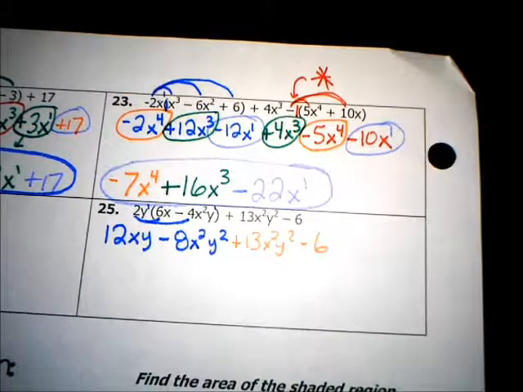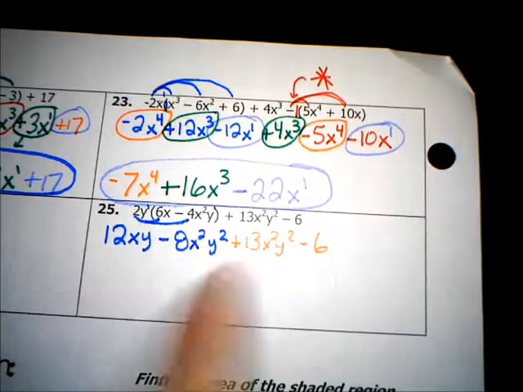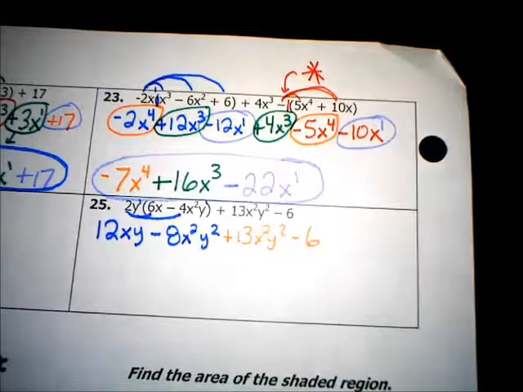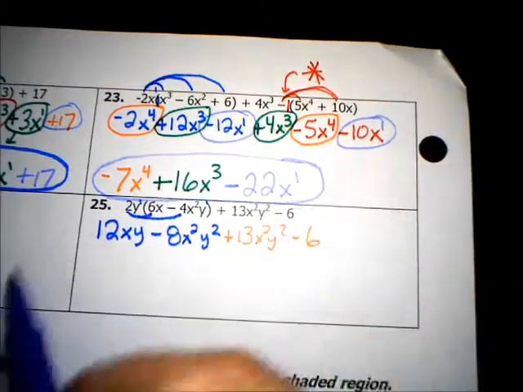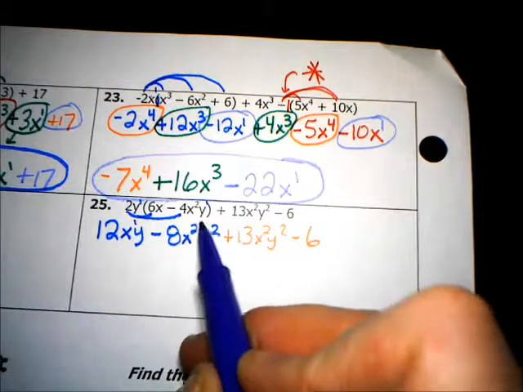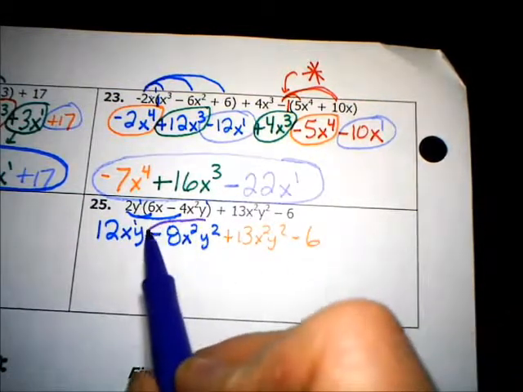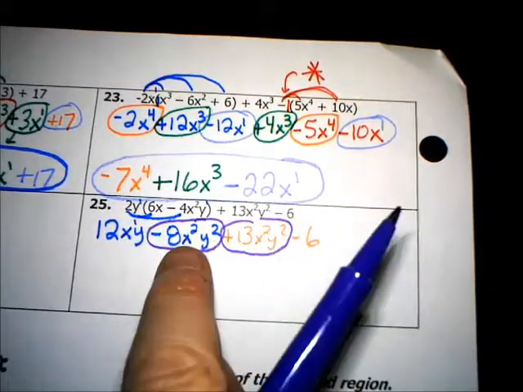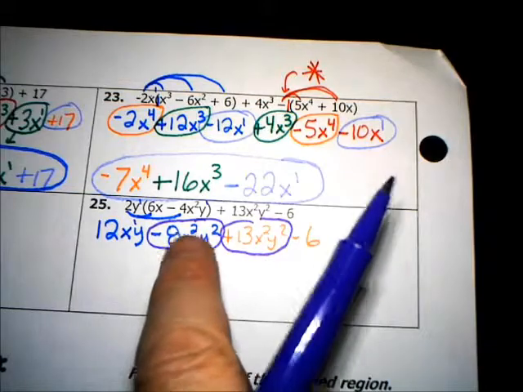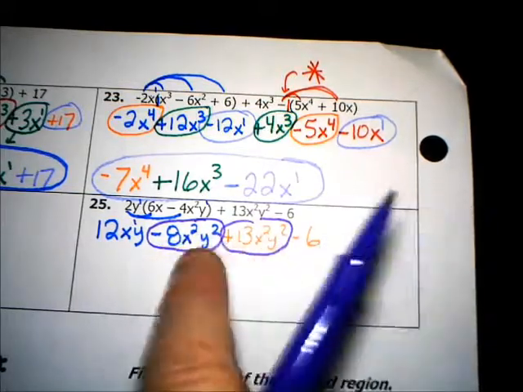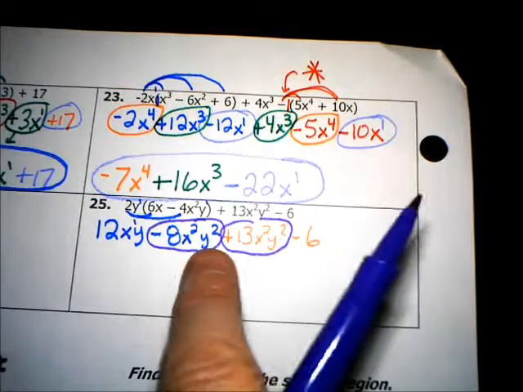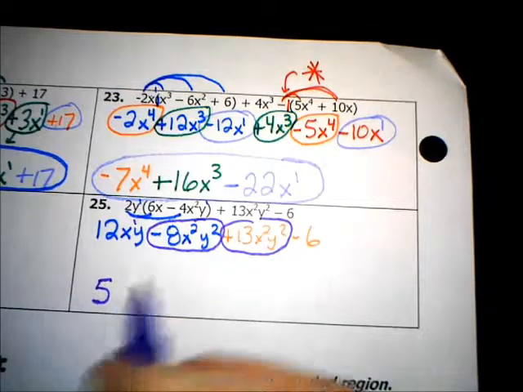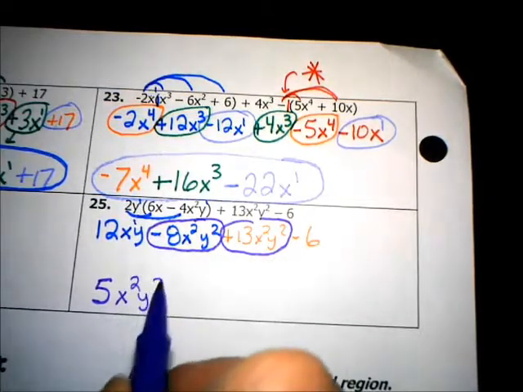Now I need the highest degree, so let's see here. We have x's and y's, so that means I only pay attention to the x because it's alphabetically first. So I want the highest x. So this is a 1, there's a 2, and there's a 2, and there's nothing there, so that means x squared is my highest degree, so I need to combine. Notice x squared y squared and x squared y squared. Those are exactly the same. So I can combine these. These are like terms. Negative 8 plus 13 is 5x squared y squared.